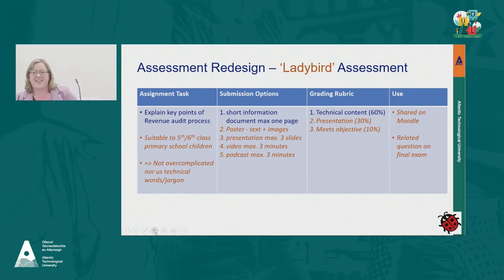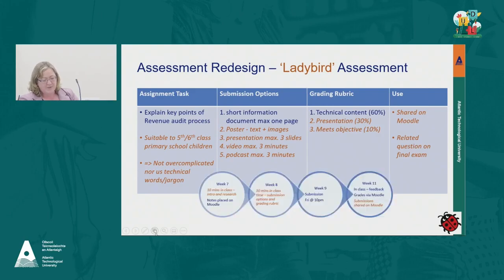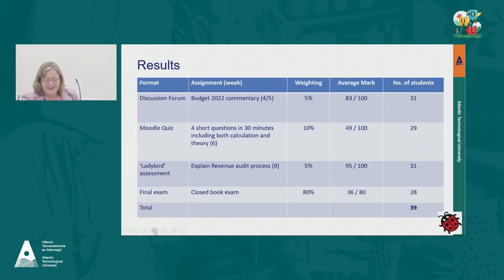I then gave them the option of how they present. So I gave them the option of the essay, poster, presentation slides, videos or podcasts. I did put quite strict lengths and numbers of slides on what they had. They had all this on the assignment task, and they also had the grading rubric as well. So that was all shared in the classroom and on Moodle. We did it over the couple of weeks, as I said, with the final submission in week 11. And I'm just conscious of time.